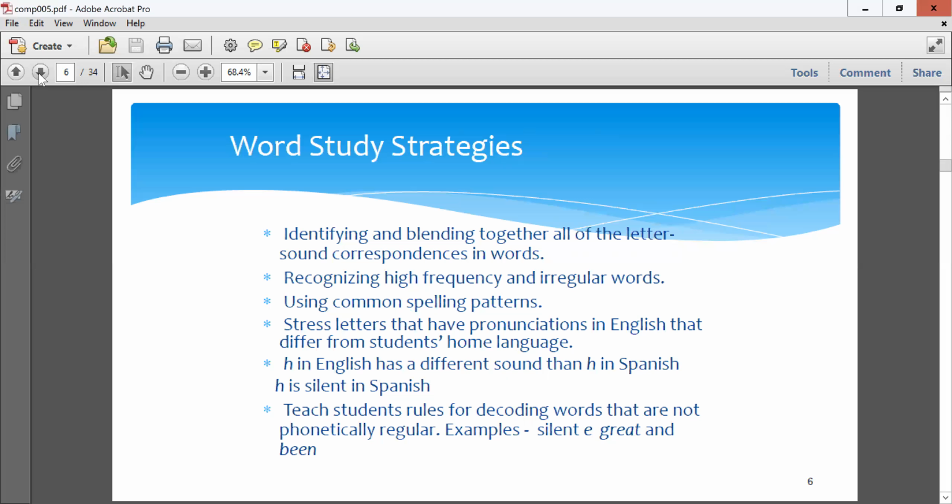Here's another example. The H in English is a different sound than H in Spanish, because in Spanish, the H is silent. And then teaching students rules for decoding words that are not phonetically regular. For example, silent E in great and bin.